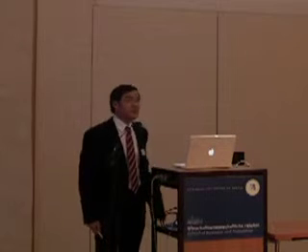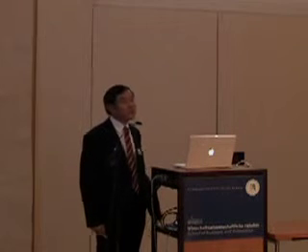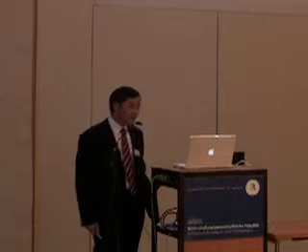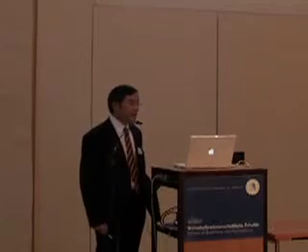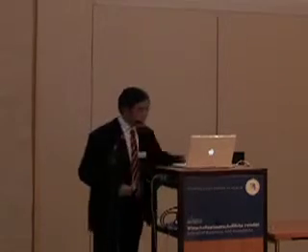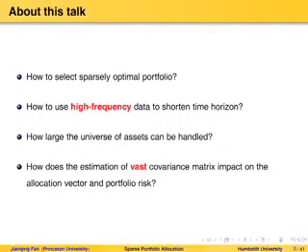So the question that we really want to ask ourselves is, among a large, vast portfolio, how do I select a sparse one to allocate? This is really the background of my talk. So the first question we ask is how to select a sparse optimal portfolio amongst thousands of stocks, maybe, or hundreds. And how do I use high frequency data to shorten the time interval?